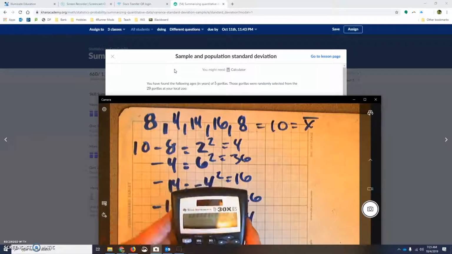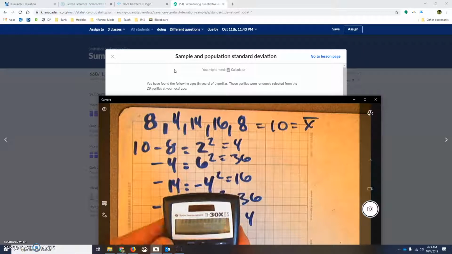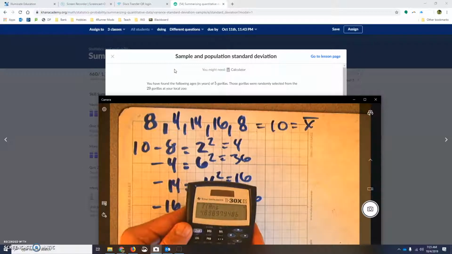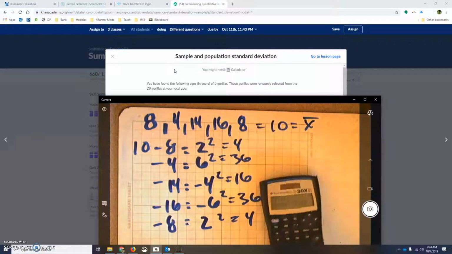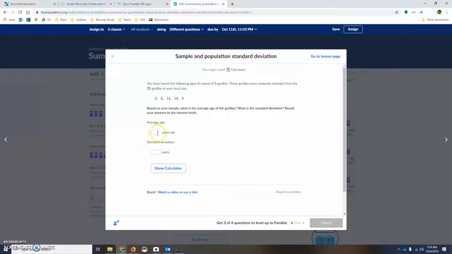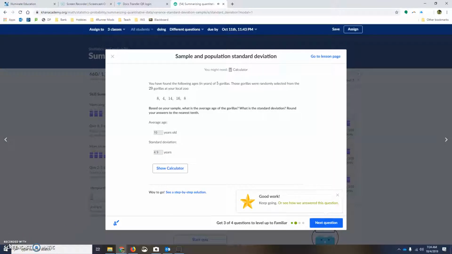And finally we square root that number. And our answer is 4.89. We're going to round up this time because the 9 behind the 8 makes this a 4.9. So our average is 10, and our sample standard deviation will be 4.9. And it's right. I'm going to stop here because class is starting.